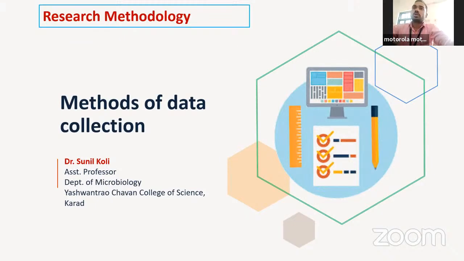So, before going to the research, we should know some basic terminologies related to research, and one of the important aspects of research is data collection, because it is very important for high impact research. If your data quality is good, then your research will ultimately have a high impact. So today's topic for our discussion is methods of data collection.